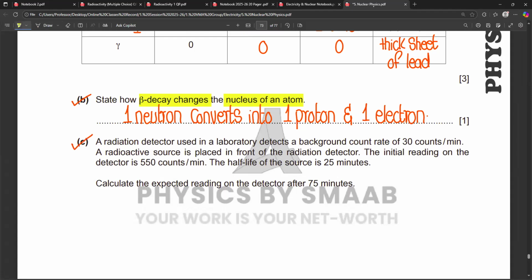Now the C part: a radiation detector used in a laboratory detects a background count rate of 30 counts per minute. A radioactive source is placed in front of the radiation detector. The initial reading on the detector is 550 counts per minute. The half-life of the source is 25 minutes. Calculate the expected reading on the detector after 75 minutes.